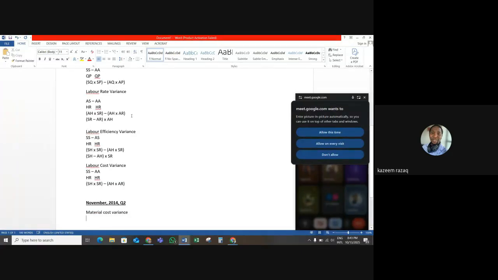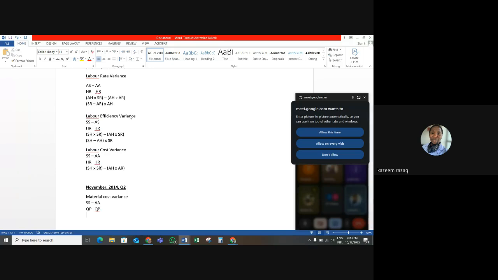So material cost variance. What do we call the material cost variance? SS minus AA. And since it is under material, we have it to be quantity and price. Yes, QP. Quantity and price. And this one says what? Standard quantity multiplied by standard price, right? Minus actual quantity multiplied by actual price. So let's do for material A.